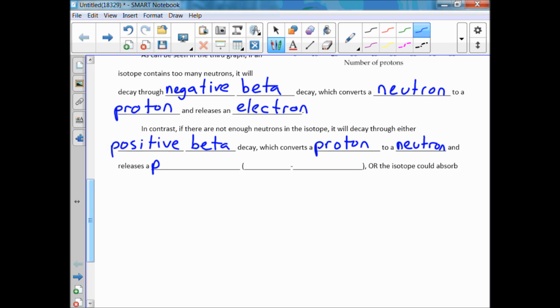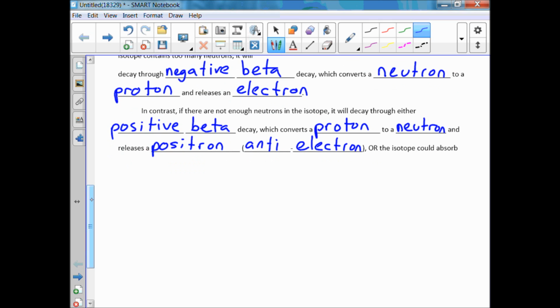What is that? A positron is an anti-electron. Isn't a positron like a proton? No, they differ in mass. A positron is more similar in mass to an electron than a proton. That's why it's an anti-electron. That makes sense.